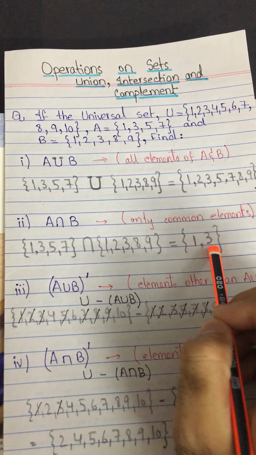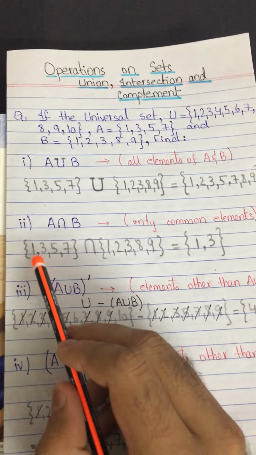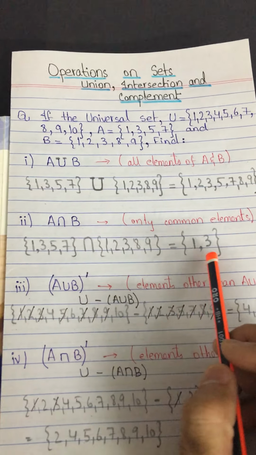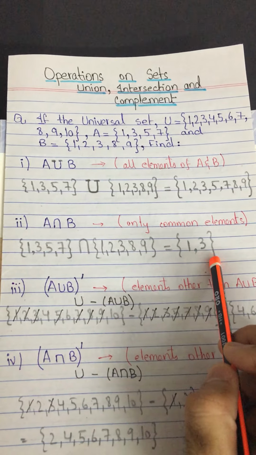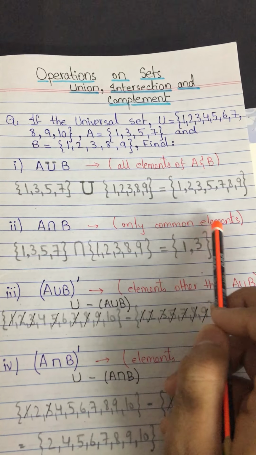I will write only those elements which are common in these two sets, that is 1 and 3. So the answer of A intersection B is 1 and 3. Intersection means only the common elements.